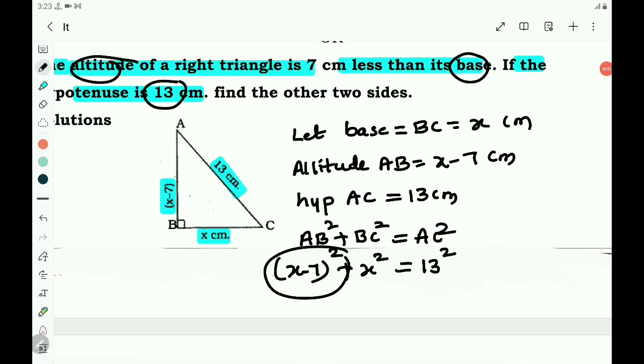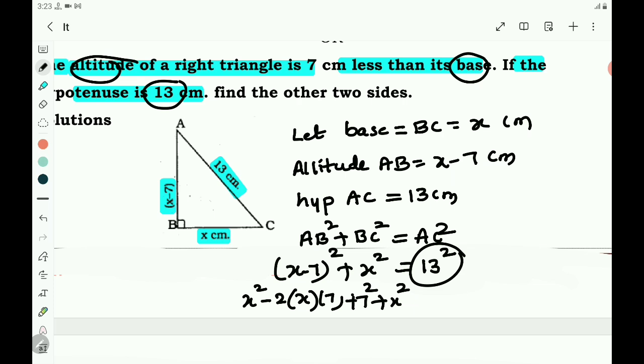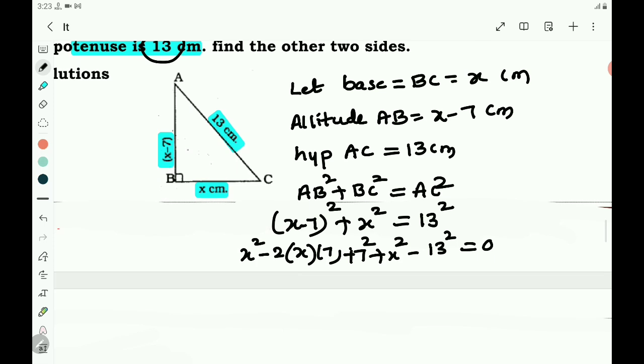Expand x minus 7 whole square by using the identity a minus b whole square equals a square minus 2ab plus b square. In the place of a, x is there; in the place of b, 7 is there. So a square means x square, minus 2ab means minus 2 into x into 7, plus 7 square, and you write this plus x square, and transfer this minus 13 square equals 0.